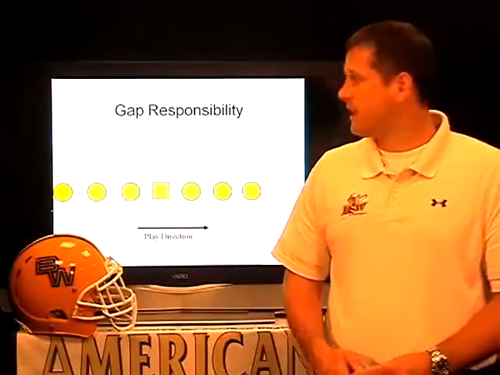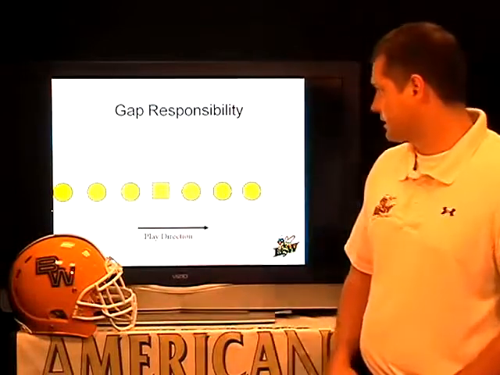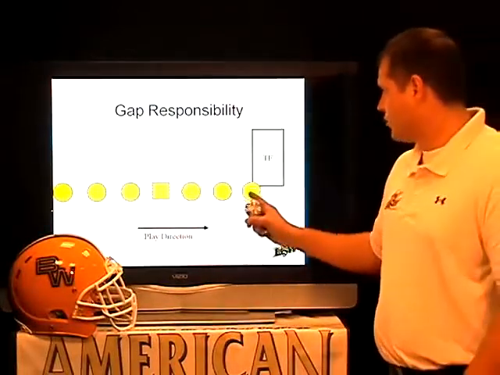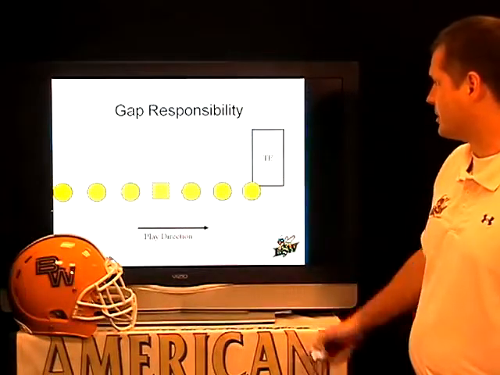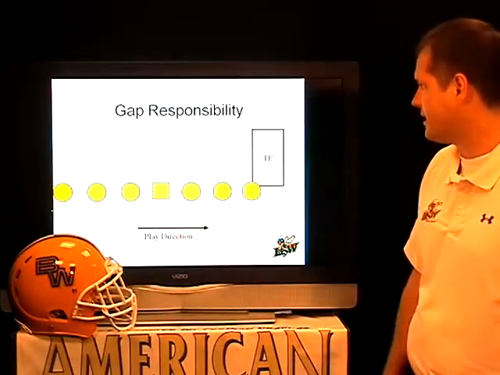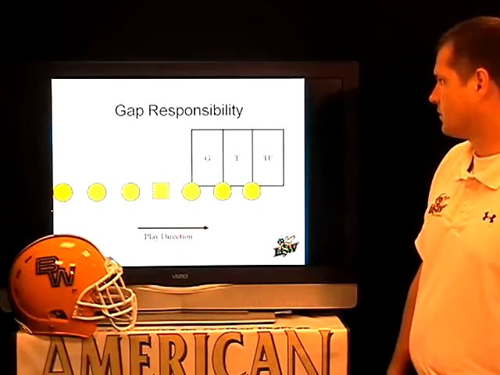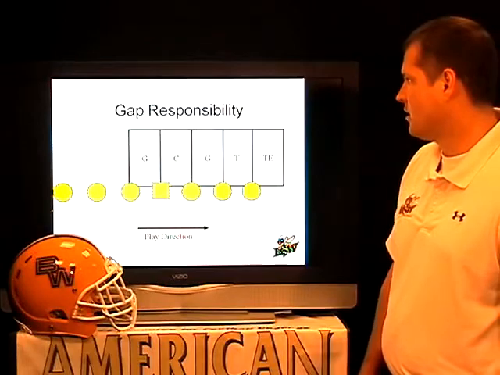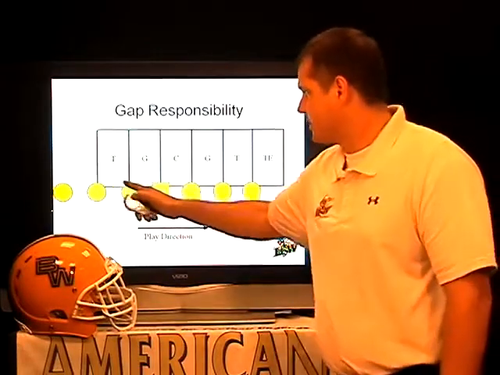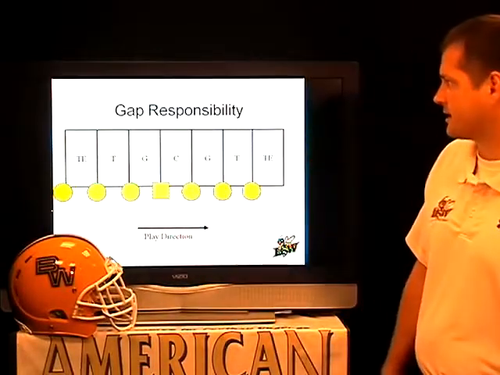Our teaching of this concept starts with gap responsibility. So as we're looking across the ball, we're going to be responsible for head up to outside, or head up on the next adjacent lineman. So you see the gap responsibility for the tight end, the tackle, the right guard, the center. Again, working across the ball, we're responsible for head up on ourselves to head up on the next offensive lineman.